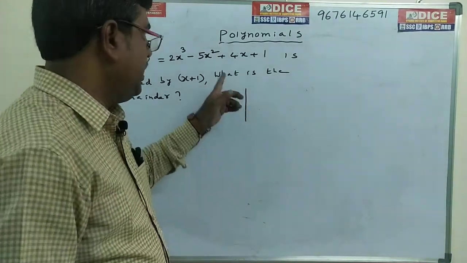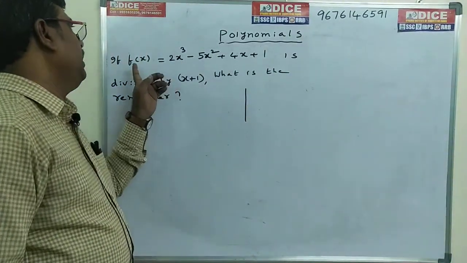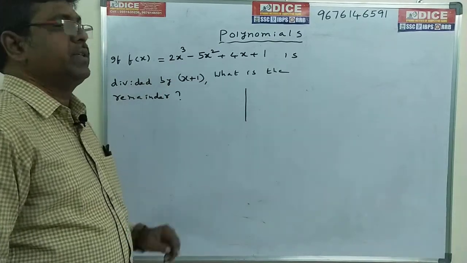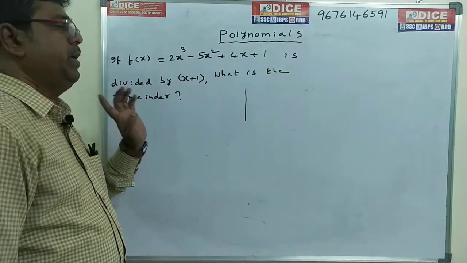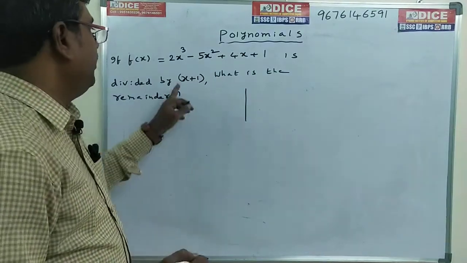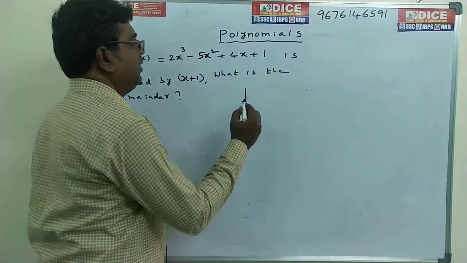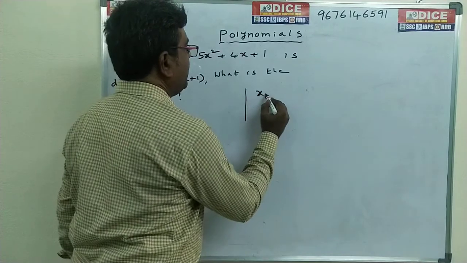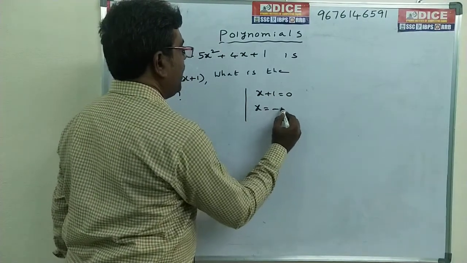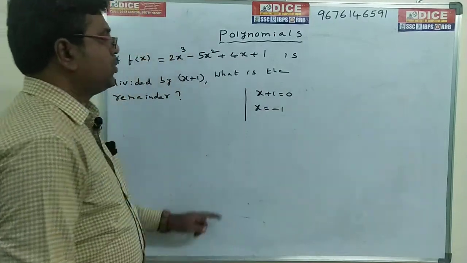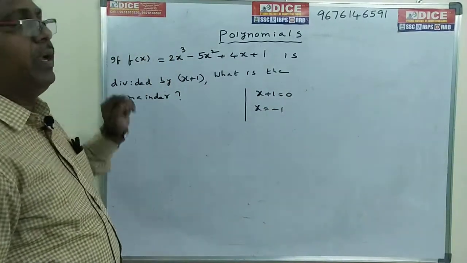Next question, same model. Now here f of x is equal to 2x cube minus 5x square plus 4x plus 1 is divided by x plus 1. What is the remainder? Here the function is divided by what? With x plus 1. Let x plus 1 be equal to 0. So x is equal to how much? Minus 1. Substitute x is equal to minus 1 in the function.